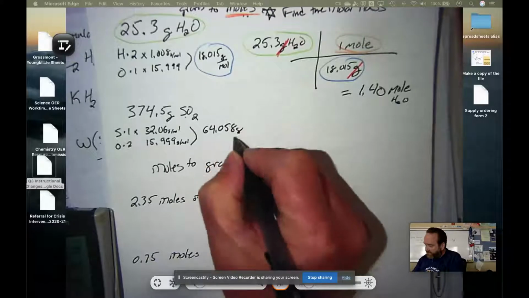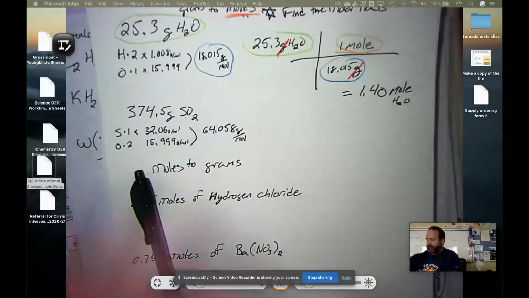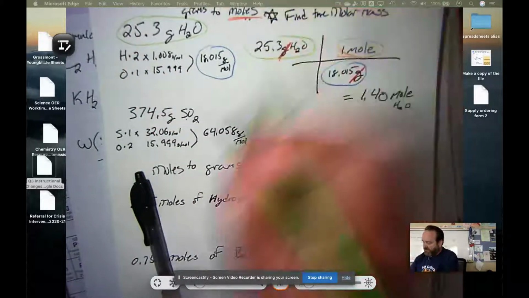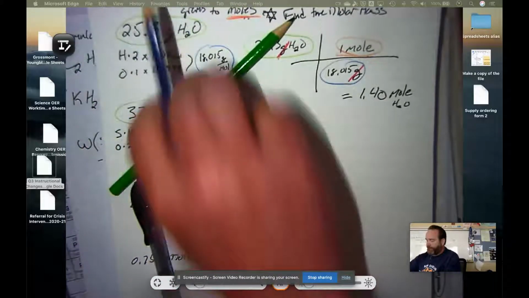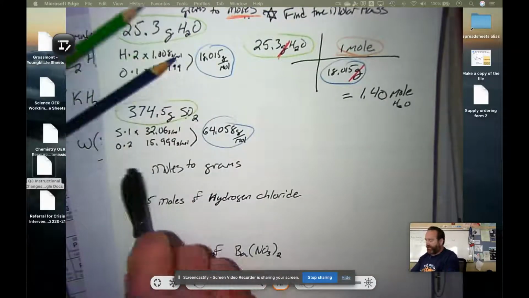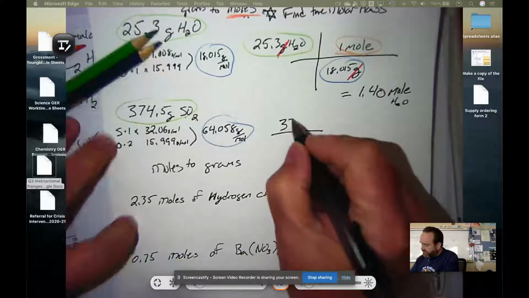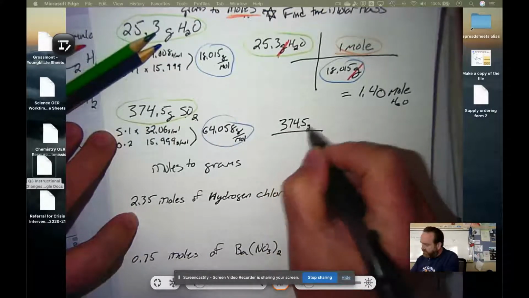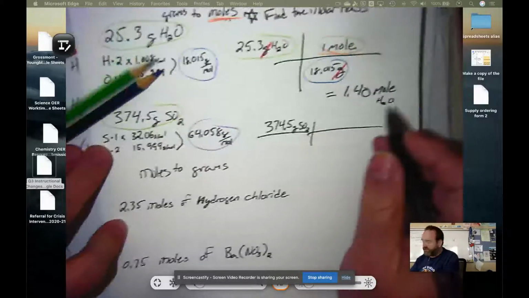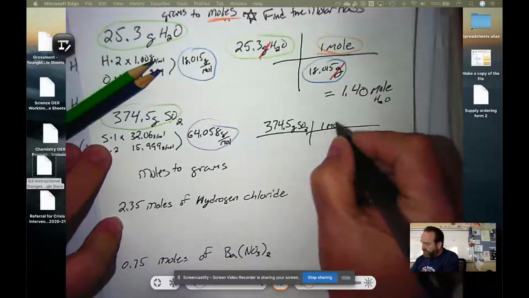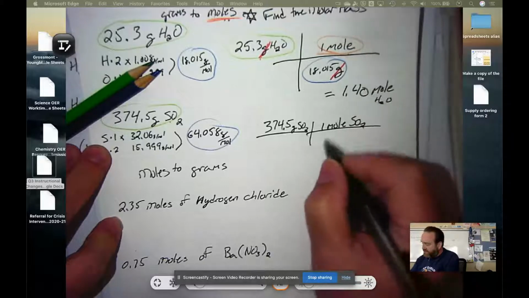And I will say grams per mole. All right. So this is my given. This is my conversion. And I'm headed from the 374.5 grams and convert it out to see how many moles of sulfur dioxide are in that.